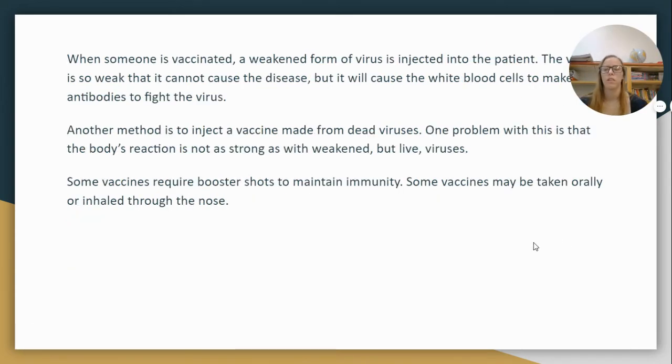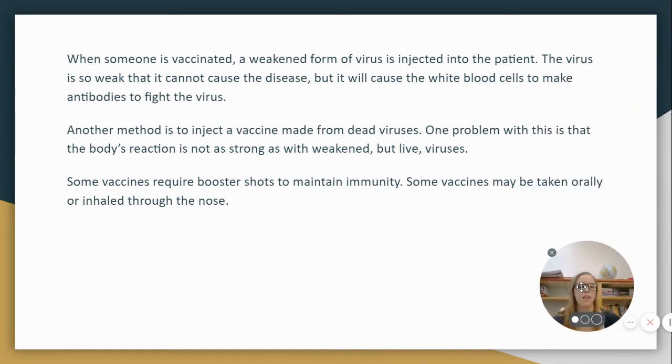Okay. So, what happens when someone is getting a vaccine? When someone's vaccinated, a weakened form of the virus is injected into the patient. The virus is so weak that it cannot cause the disease, but it will cause white blood cells to make antibodies to fight the virus. We just talked about with the measles and chickenpox that the white blood cells create the antibodies to fight it. So same thing with what happens when you have a vaccine.